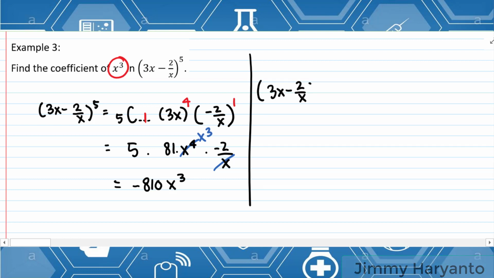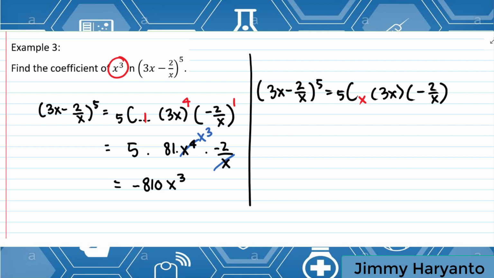(3 minus 2 over x) to the power of 5. Let this one be x, so 5Cx, and then you write the first term, and then you write the second term. And this one will also be x, and this one will be 5 minus x. Do you agree? Yes, because it's the rest of 5 from x, so 5 minus x.